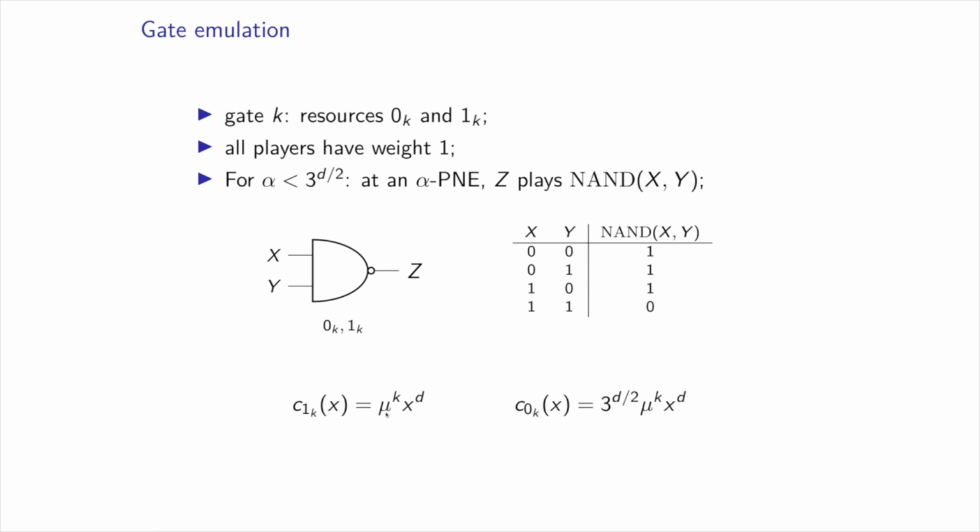I should mention here that this coefficient mu is chosen to be a large enough constant that the costs on gate k will be much larger than the costs of the gates which have a lower index. This is to enforce that we don't really need to care about the lower order gates when we analyze the alpha improving dynamics of gate k.